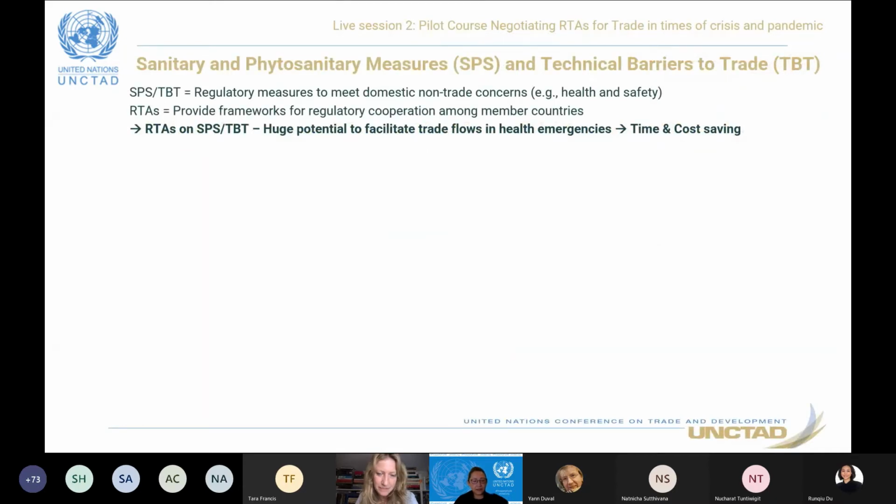So, Catherine, like you were saying during question 10, these SPS and TBT agreements actually refer to all these important SDGs, SDG 2, 3, and 12. I think the most important thing is that SPS and TBT measures are not trade measures in the strict sense. They're really trying to address these domestic non-trade concerns, in particular health and safety concerns. And that's why these measures were among those used most during the pandemic period.